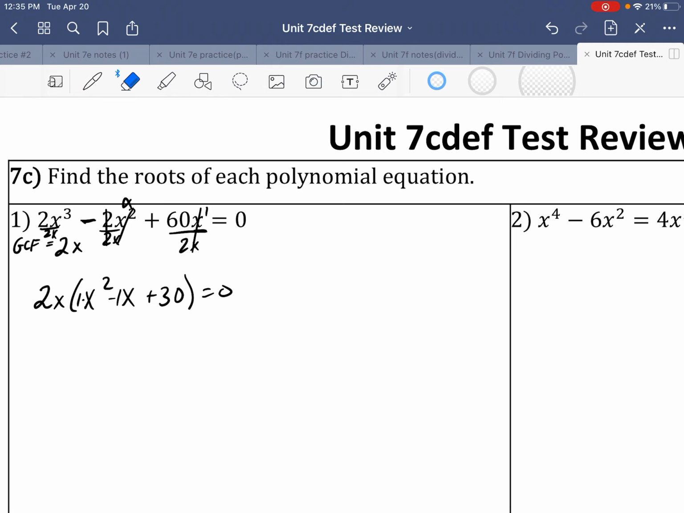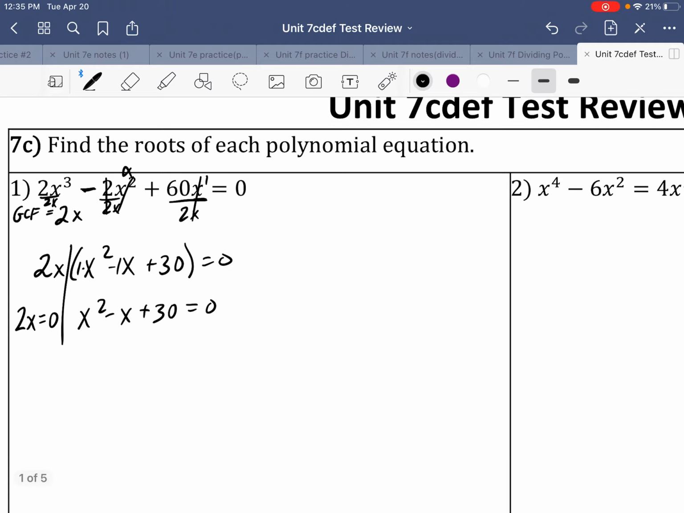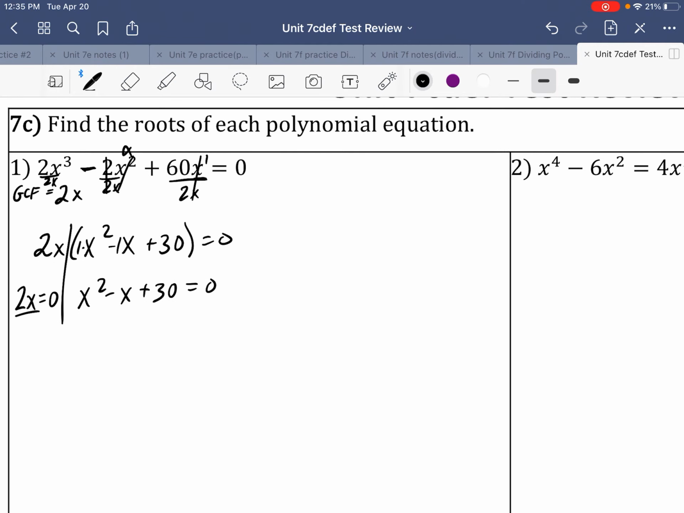So in this case, we are going to split this up. We're going to have one of our factors, the greatest common factor, equal 0, and our other factor, the trinomial, equals 0. Now we can do more with this. The first factor is going to be 0, so that's going to be one of our solutions. Next, we're going to have our a, b, and c. And this is lining it up for the quadratic formula.